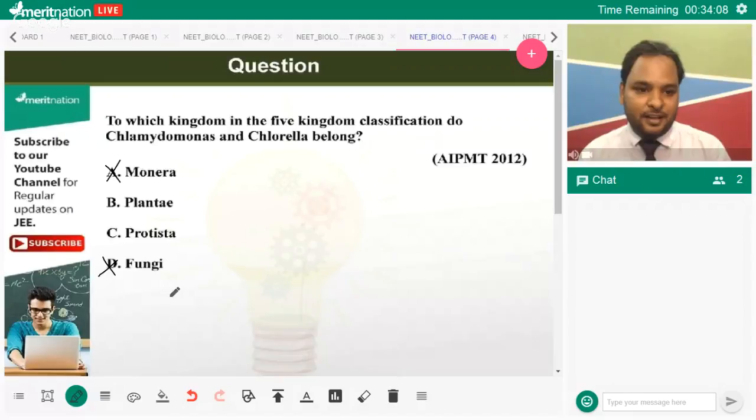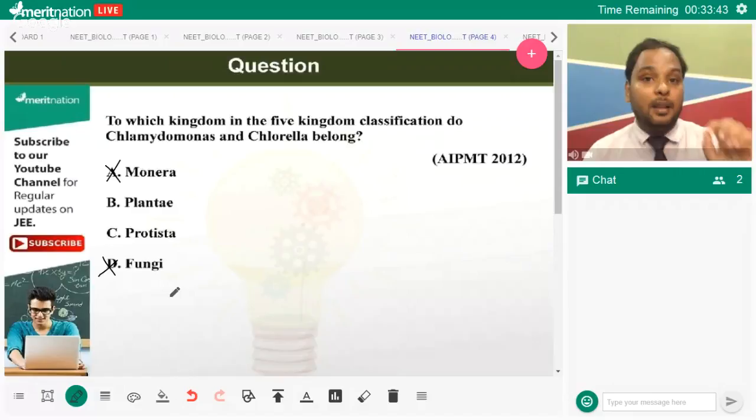Then it cannot be fungi because they are autotrophic. Chlamydomonas and Chlorella both are autotrophic, and we don't know any fungi which are autotrophic. Now there are two options left: Plantae and Protista. Protista also has some organisms which can do photosynthesis, for example, Euglena. But Chlamydomonas and Chlorella belong to algae, which is present in the Plantae kingdom. Why algae? Both have chlorophyll a, which is a characteristic feature of Plantae as well. They also have some accessory pigments which are typical of green algae. And we know algae belongs to kingdom Plantae.